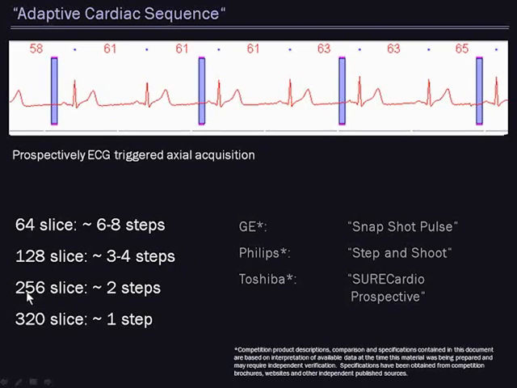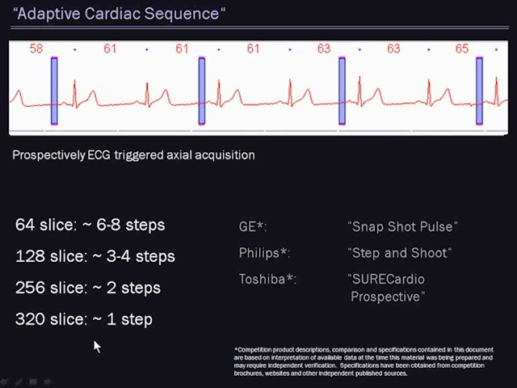Theoretically, systems with even wider detectors will allow you to cover the heart in even less than 3 steps, 2 steps for the 256-slice CT, and theoretically only one single acquisition for 320-slice CT. All the manufacturers use sequential scanning, step and shoot scanning, but they use different names for it. Snapshot pulse, step and shoot, and Prospective cardio are the GE, Philips and Toshiba terms. The Siemens term is sequential scanning.